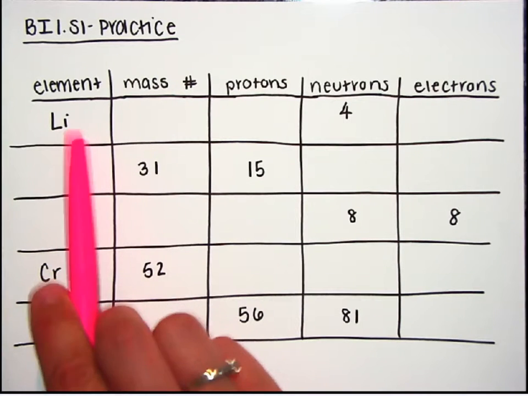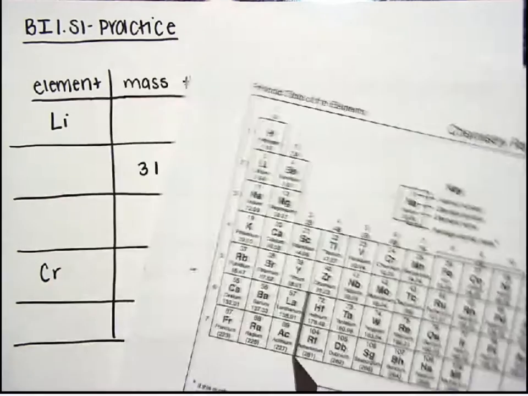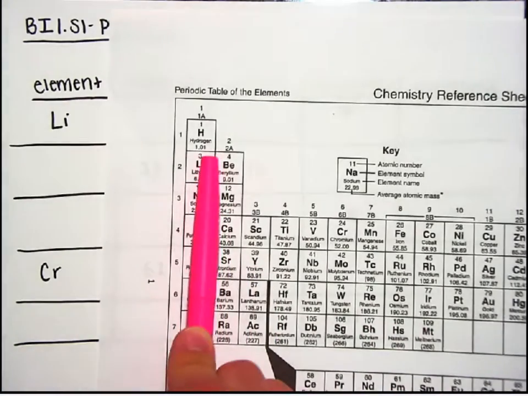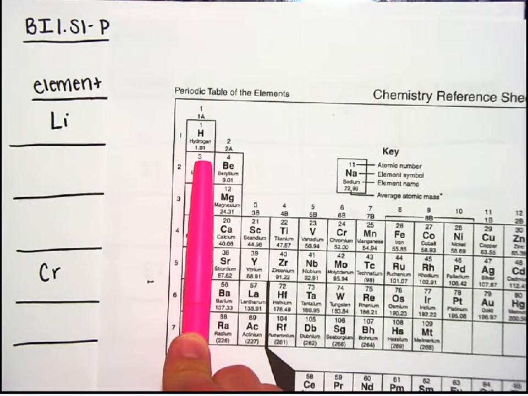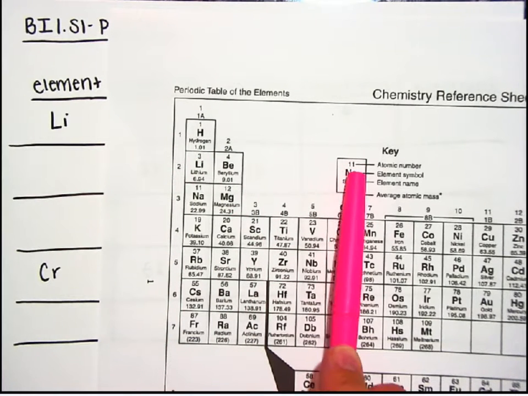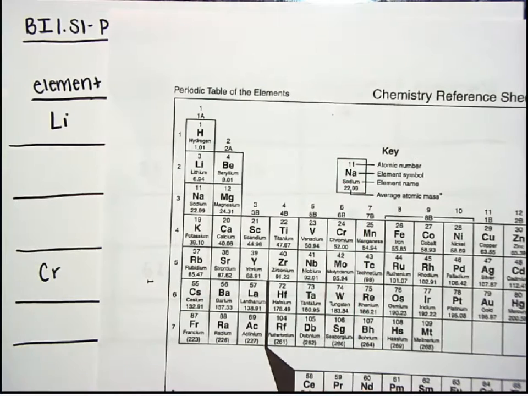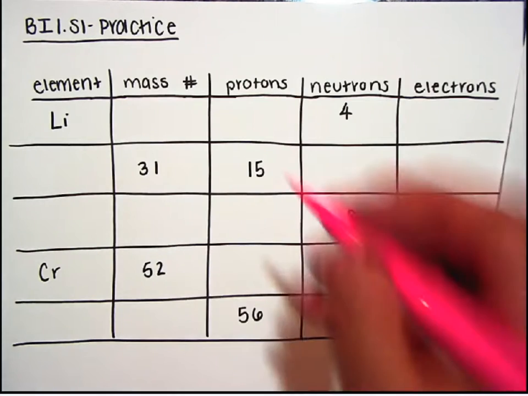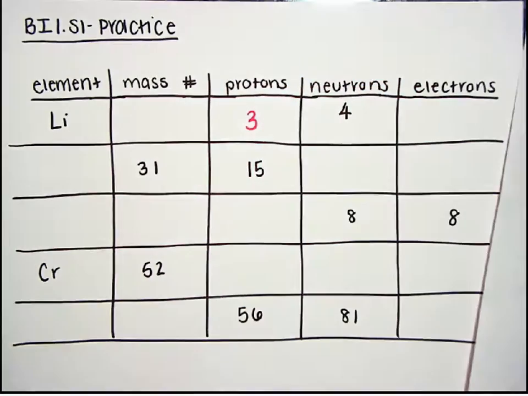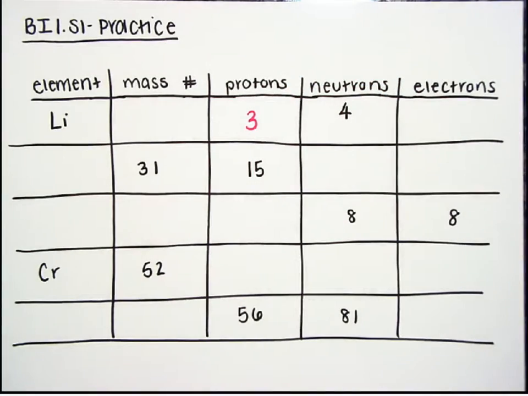We have lithium. So your big piece of information, if you know the identity, is you also know the atomic number. Again, use your key. The atomic number is the number above the elemental symbol. So if this is lithium, it has an atomic number of 3. Well, the atomic number is equal to the number of protons. So if lithium has an atomic number of 3, lithium has 3 protons.